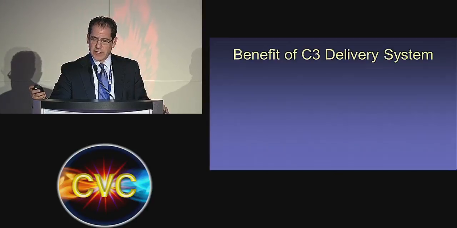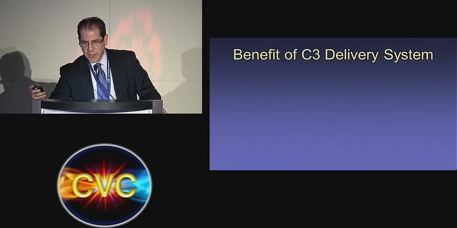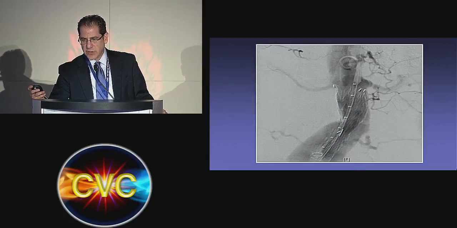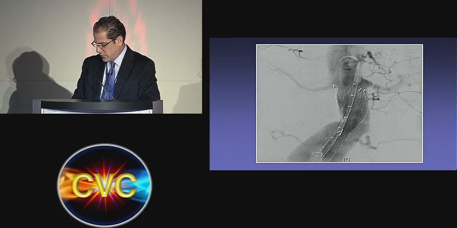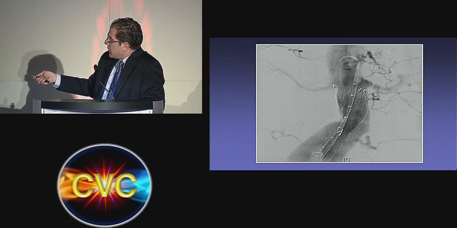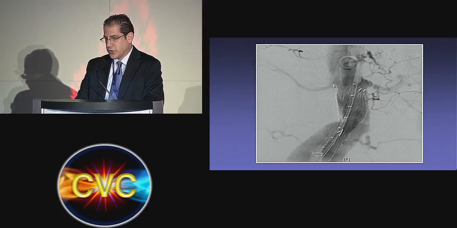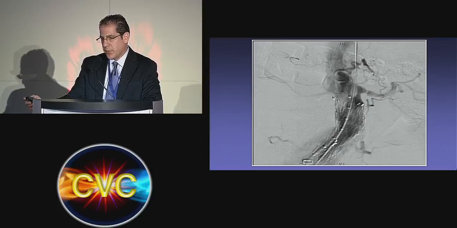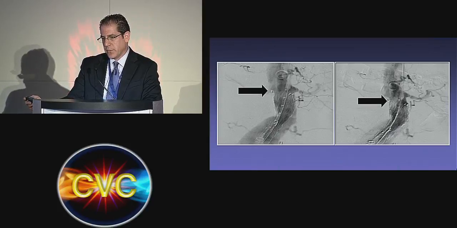This will show you as we look at the benefits of some of the different mechanisms of deployment with the C3 delivery system for Gore. Here's a case where I was relatively aggressive with the neck, knowing that I could be with the C3 mechanism available, and you can see coverage of the right renal artery here, which there's still flow, but you can get the sense that a fair bit of that artery is covered. I'm able to move that device distally.